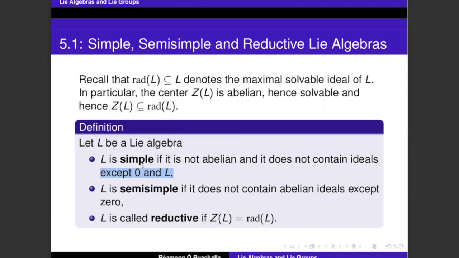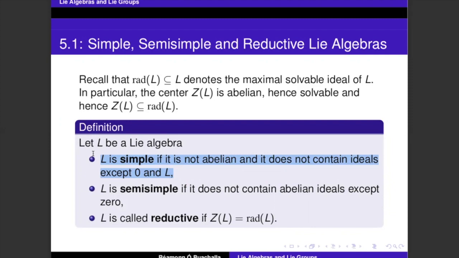Let's just start here, following on that thought. We say that a Lie algebra is simple if it is not abelian and it does not contain ideals except for 0 and L. So no other ideals, at the other extreme to something which is solvable, which will in general contain ideals, maybe even many ideals.